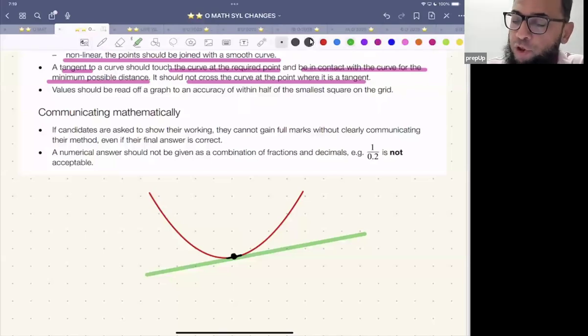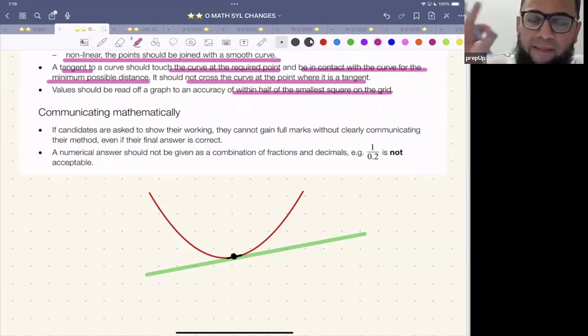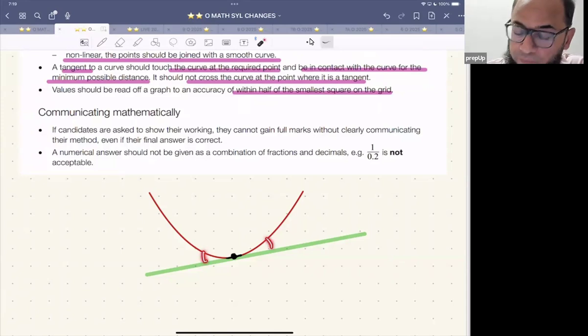Values should be read off the graph within half of the smallest square on the grid. Ignore this technicality, just focus on getting the best possible answer. When we draw the curve, this inclination should be the same so that it's a balanced tangent.